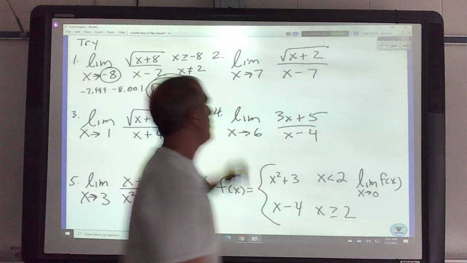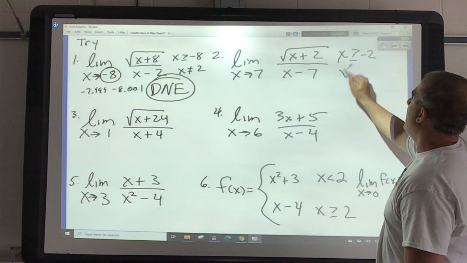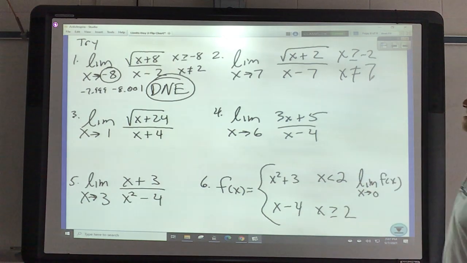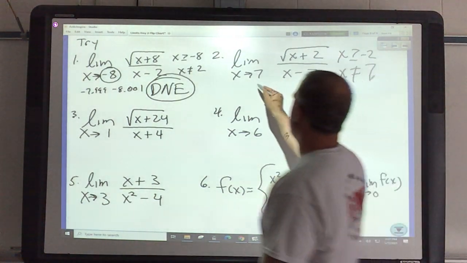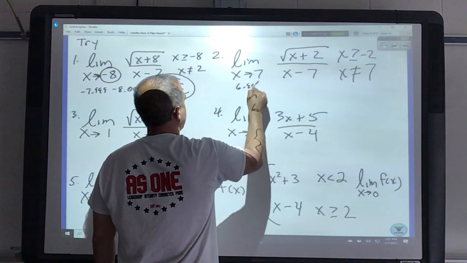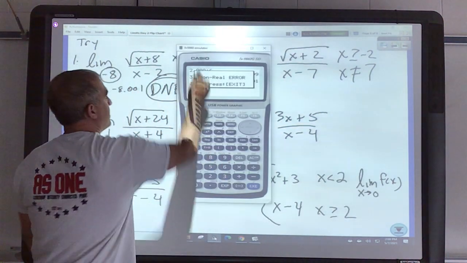Okay, I have this one. I got an issue with x. I'm fine if x is greater than or equal to negative 2. I can't have x being 7. Okay, this is a problem. All right, and let me show you why. If I put in 6.999, and 7.001, okay? Surrounding that, all right?